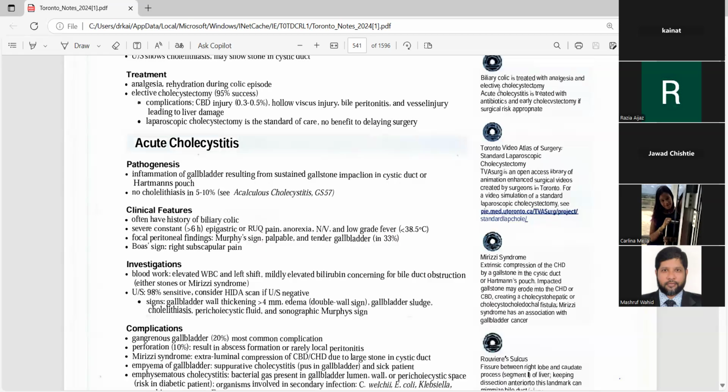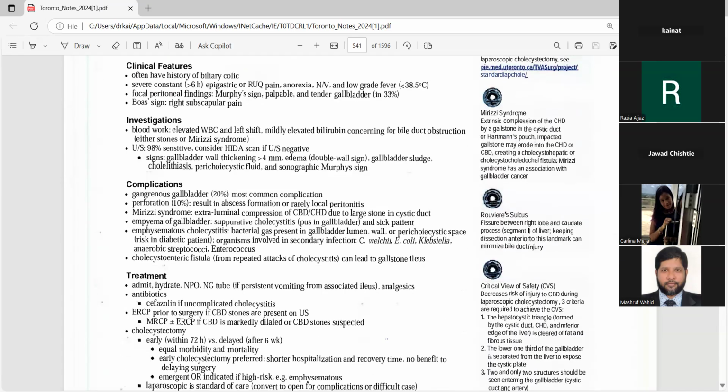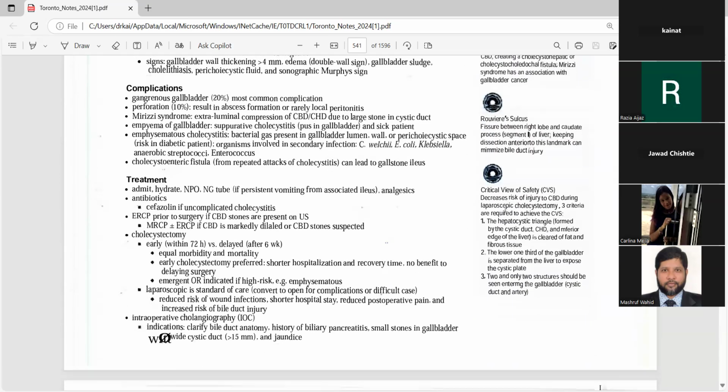Biliary colic is treated with analgesics and elective cholecystectomy. Acute cholecystitis is treated with antibiotics and early cholecystectomy if surgical risk appropriate. Then critical view of safety, decreased risk of injury to the CBD. So these are the ones.